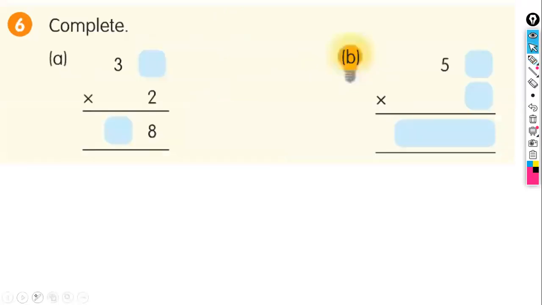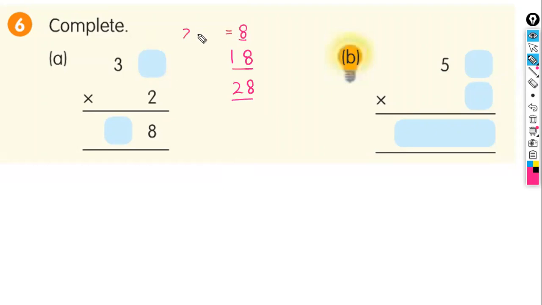Now the last question of this exercise, complete. Now a multiplication column method has been given to you and some of the boxes you have to fill. So in the first one, 2 how many times is 8, or any number which ends with 8. It can be 8 or it can be 18 or 28. So the nearest one is 8.